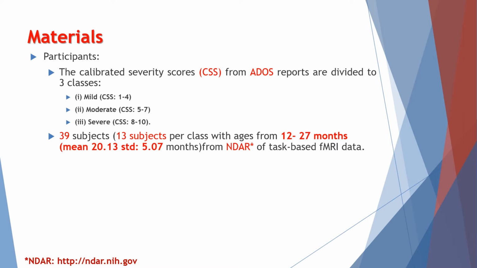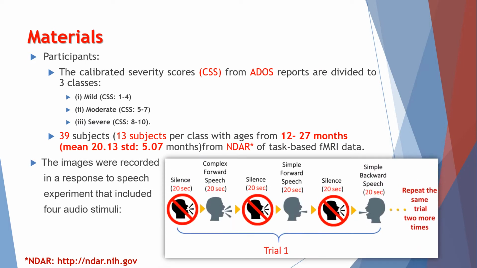The data is downloaded from the NDAR site and it is task-based fMRI data. The images were recorded in a response-to-speech experiment that included 4 audio stimuli: silence, complex forward speech, simple forward speech, and simple backward speech. They alternate repeatedly along 6 minutes and 20 seconds.